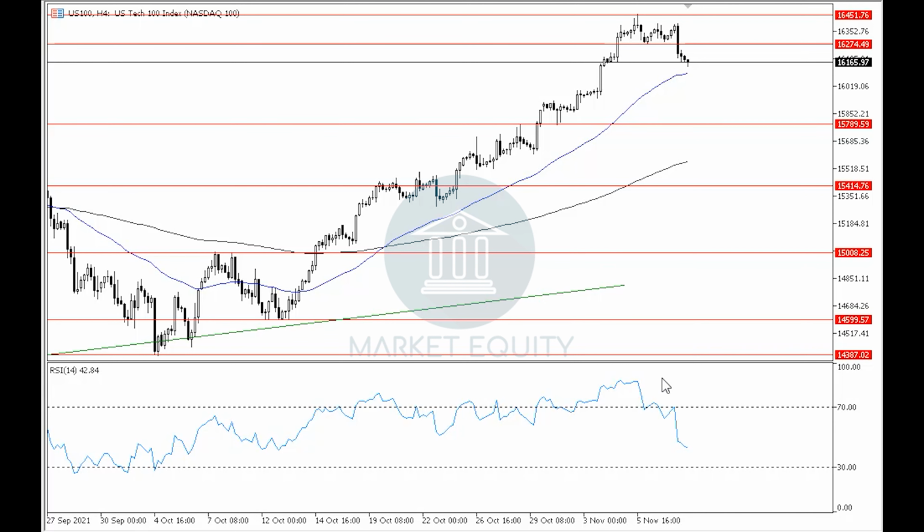If we notice the RSI indicator in the 4-hour time frame, then we can see that by moving around level 40, it supports the probability of rebounding upwards off of around the current levels in order to continue with the overall uptrend. That was it for the Nasdaq index. Let's move on to the euro versus the New Zealand dollar.